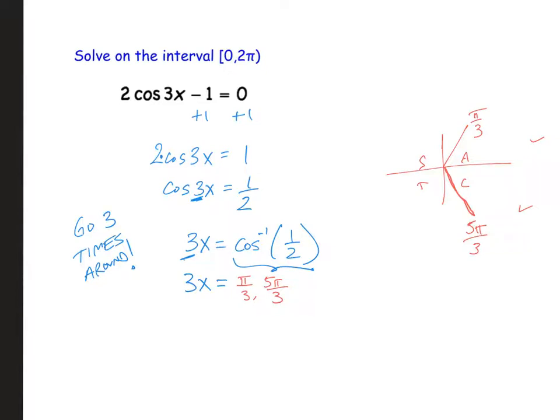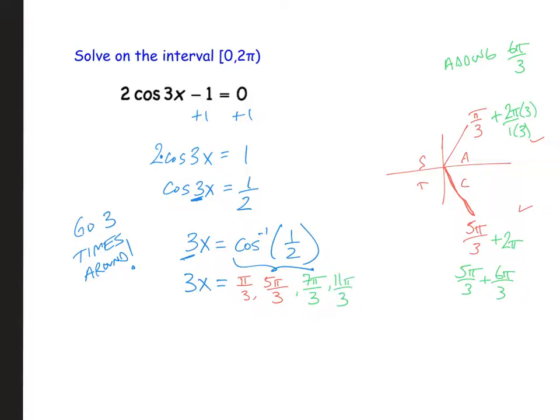Now I need to go a 2nd time around. So I'm going to add 2 pi. Just like in the last problem, I added 360 degrees, now I'm going to add 2 pi. But remember, you need a common denominator. So really what we're doing is adding 6 pi over 3. If I add 6 pi over 3 to pi over 3, I'm going to get 7 pi over 3. And if I add 6 pi over 3 to 5 pi over 3, I'm going to get 11 pi over 3.